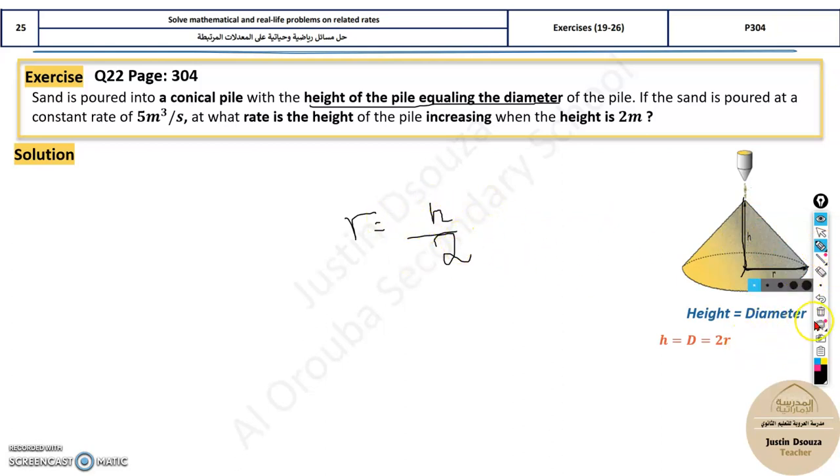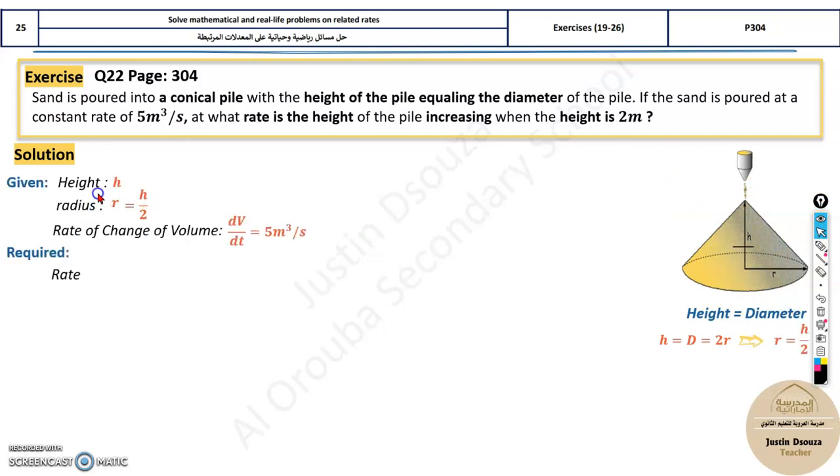This is important. Okay, and then they have told us the sand is poured at a rate of 5 meter cube per second, and at what rate is the height of the pile increasing when the height is 2 meters? That means when the height is 2 meters, what is the height increasing at? The rate of height must be solved. We will see now one by one. The given values are over here.